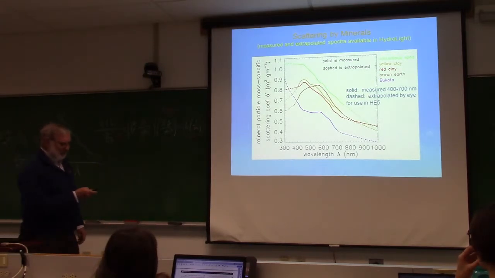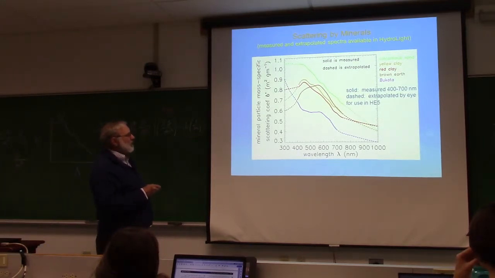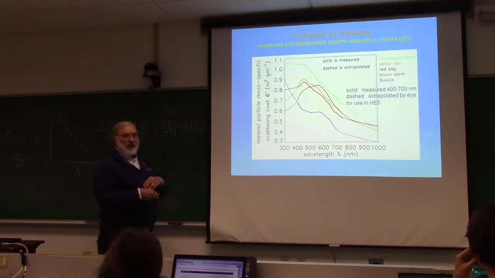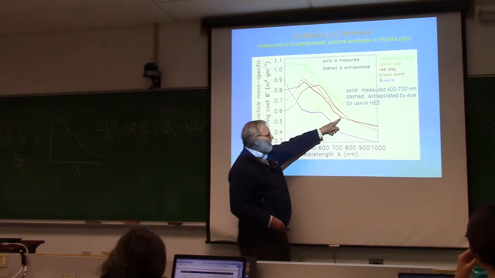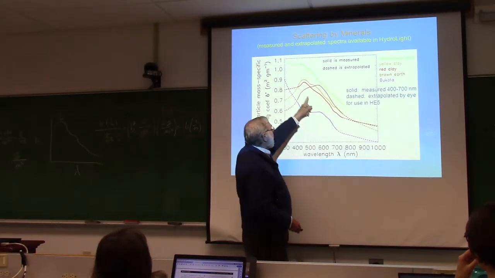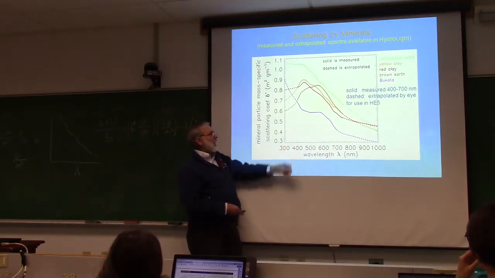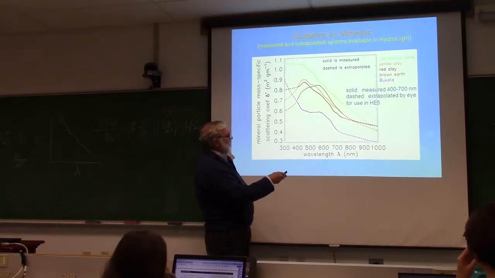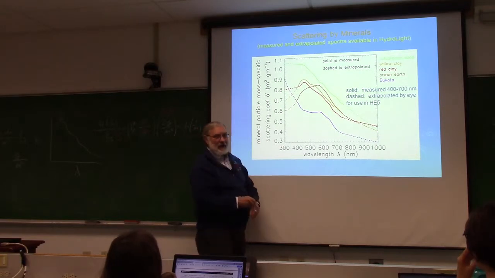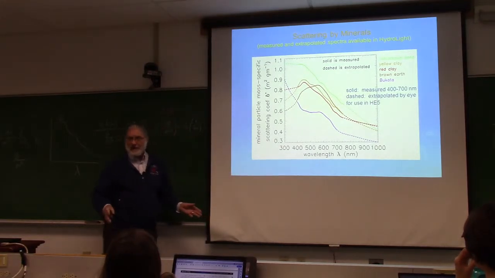The other thing to notice here is that the measurements were 400 to 700. When I had to build up the database for Hydrolight so you could do a run from say 300 to 1,000, I just took these curves and extrapolated by eye. There's no physics at all there. And I have no idea whether for calcareous sand, maybe this goes like that, maybe it goes like that, maybe it comes up here and drops off, maybe it keeps going up. I have no idea because nobody's measured it.